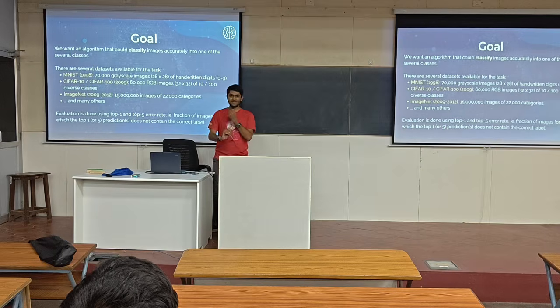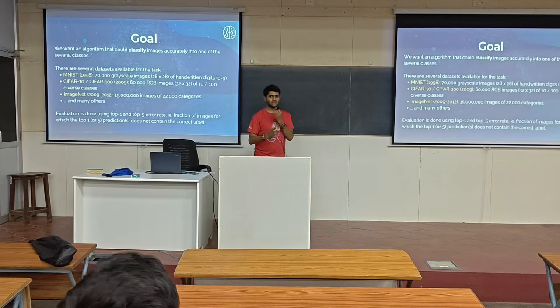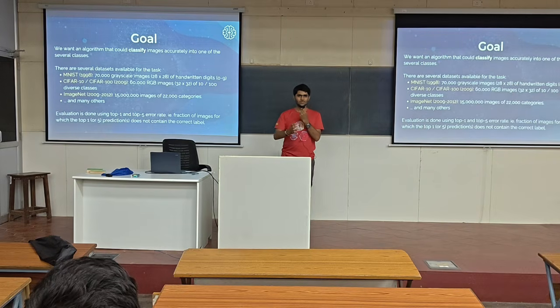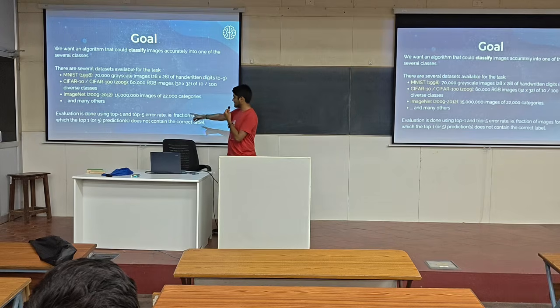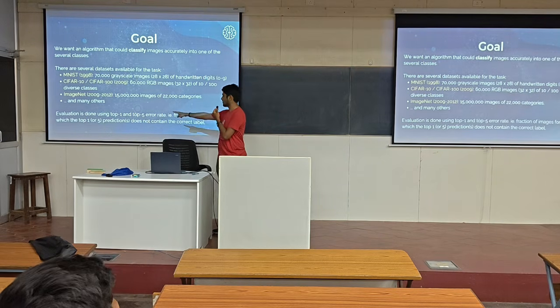And while evaluating our models, usually in classification tasks we use accuracy or F1 score, precision, recall, these metrics to see how good our model is. In the case of images, we usually use top 1 error rate or top 5 error rate.